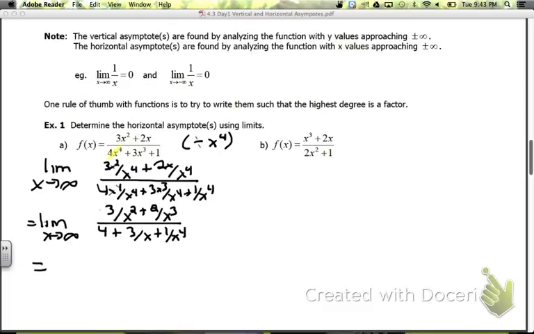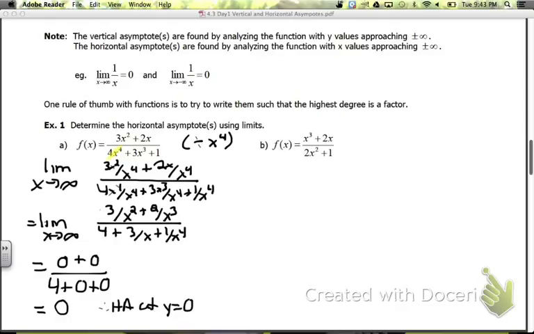So that's going to happen to each of our terms here except for our term of 4, since 4 doesn't have any x's in the denominator. So we're going to have 0 plus 0 over 4 plus 0 plus 0. 0 divided by 4 is actually just going to be equal to 0. So therefore we have a horizontal asymptote at y equals 0.